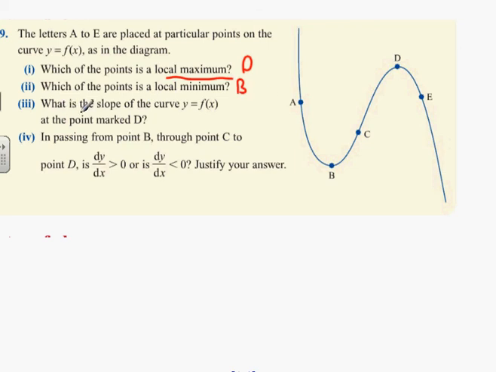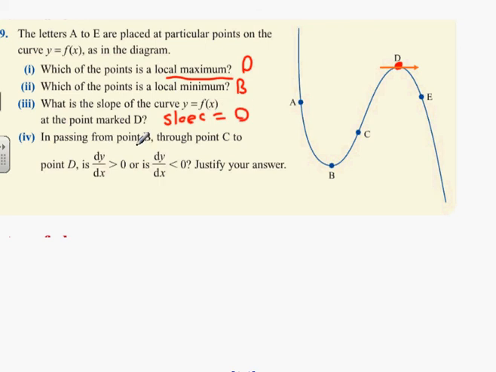Okay. What is the slope of the curve y equals f(x) at the point marked D? What is the slope at D, guys? Mick, what's the slope at D? 0. Why is it 0? Because it's a turning point and it's just about to start decreasing, which means it's 0. Okay, good answer. So its slope equals 0.